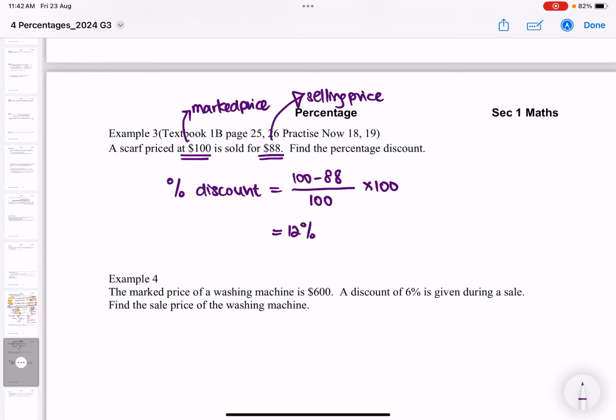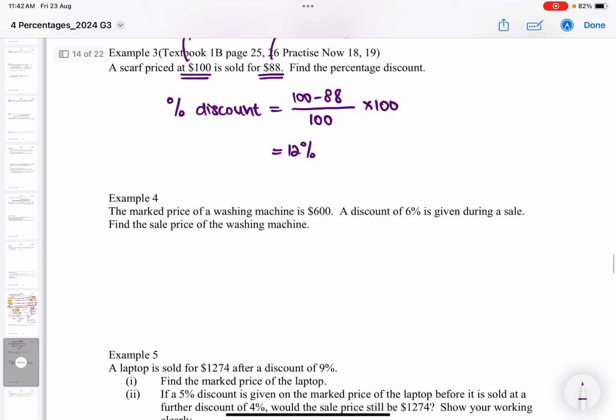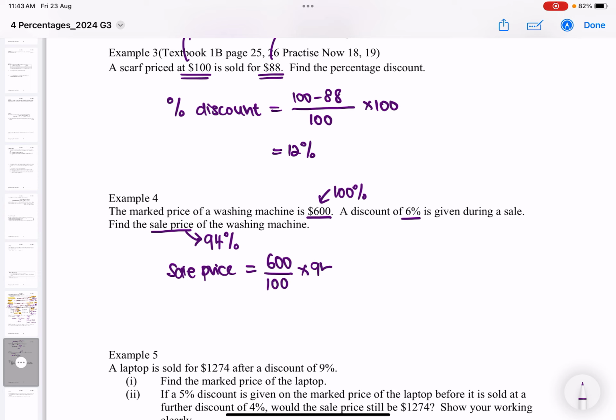Next, we will be doing example 4. For example 4, the marked price of a washing machine is $600. A 6% discount is given during a sale. We are supposed to calculate the sale price. So if the marked price is given, that means this must be the 100%. A 6% discount is given, that means the sale price was eventually only 94% of the original price. So in order to find the sale price, again, we can use the same approach. I find 1% first. So I take 600 divided by 100. Then I multiply by 94 to find 94%.